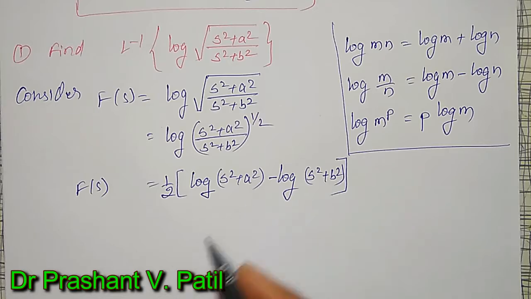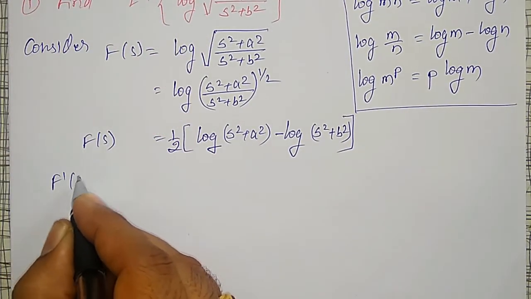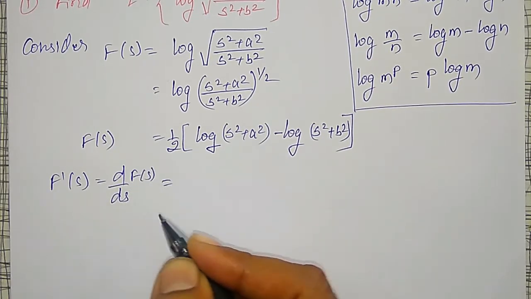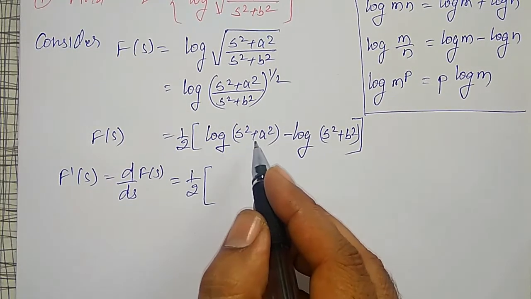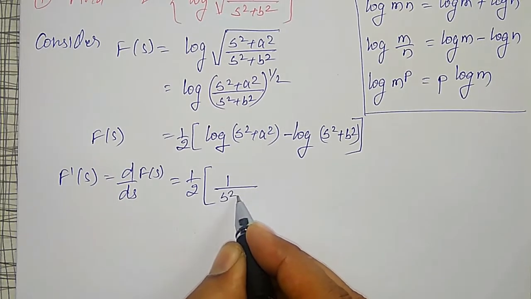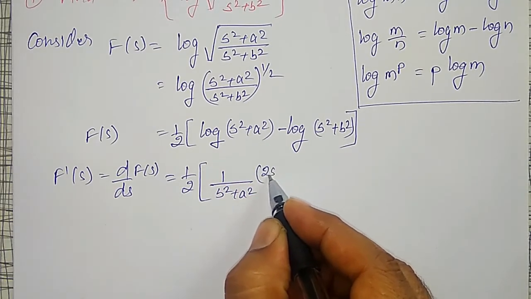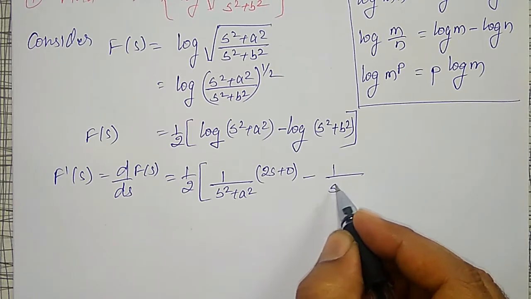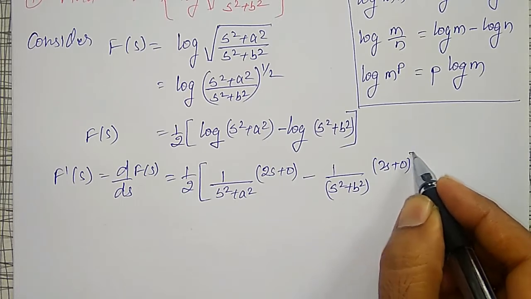Now it is easy to differentiate. Therefore F dash of s is equal to d by ds of F of s. I am differentiating with respect to s. This 1 by 2 outside as it is. Differentiation of log of s square plus a square, chain rule I have to use, will become 1 divided by s square plus a square into the differential of s square plus a square, which is 2s plus 0. Next minus 1 divided by s square plus b square into 2s plus 0.